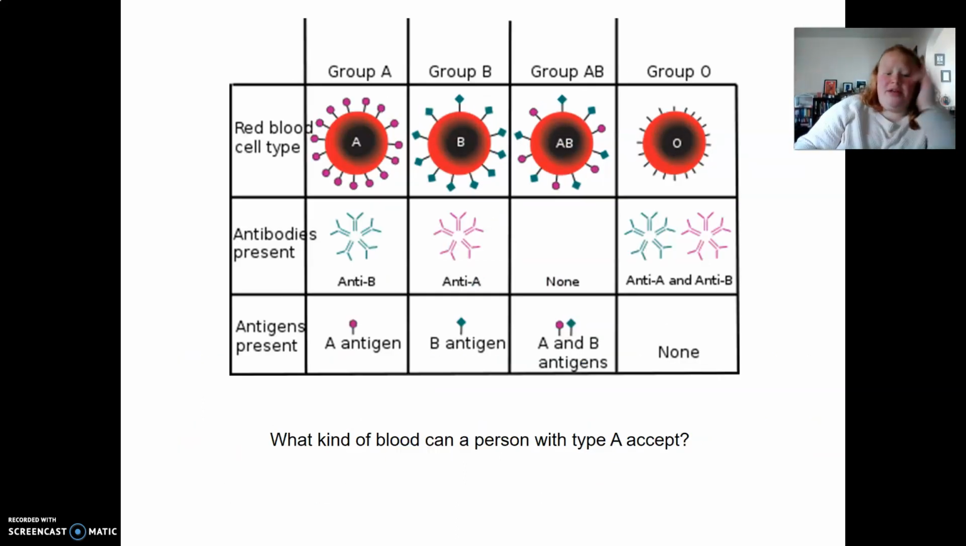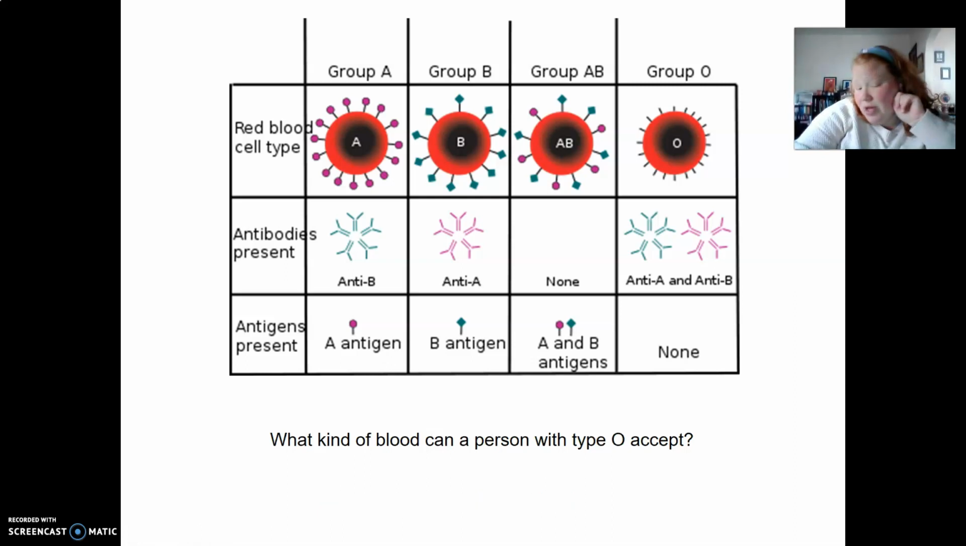Okay, so what kind of blood can a person with type A blood accept? Notice they have A antigens present and they make anti-B antibodies, so they definitely cannot accept type B, right? Because they make those anti-B antibodies. They could accept type A. They could not accept AB because it has B antigens on it. And they could accept type O because type O doesn't have any antigens. So type A can accept A or O.